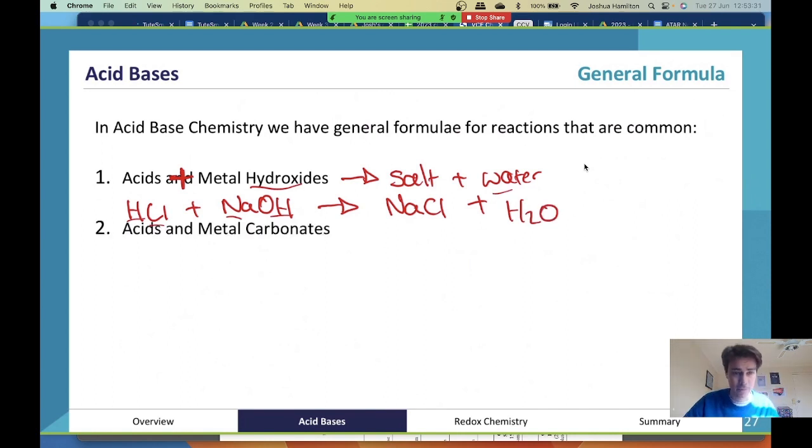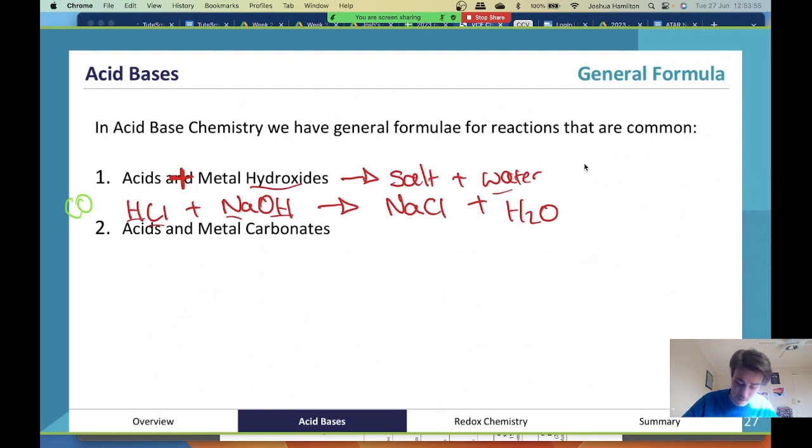Moving on to our second one. Acids plus metal carbonates. Now I'm going to use a different color just so that I don't overlap these. Acids and metal carbonates. Now, metal carbonates are the same thing as above, a metal, but instead of OH, it's going to be a carbonate, which is like a CO. And you'll see what we talk about with that. It's like a CO2, CO3.